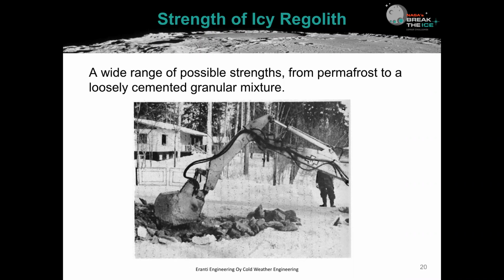So the answer is probably somewhere in between the two, the mixture of grains and really super hard permafrost. So this is like excavating real concrete, like the concrete in a driveway. Let's go to the next slide, Holly.